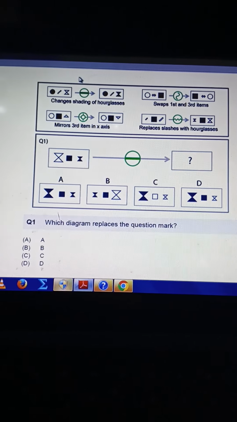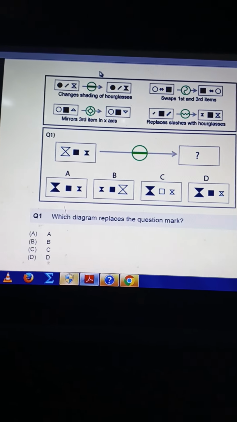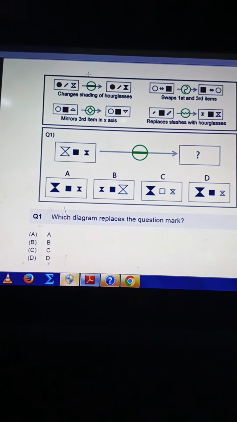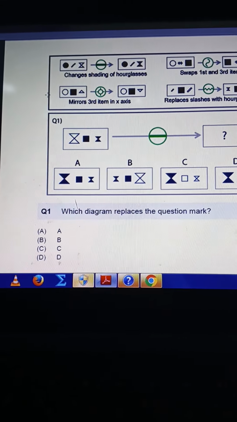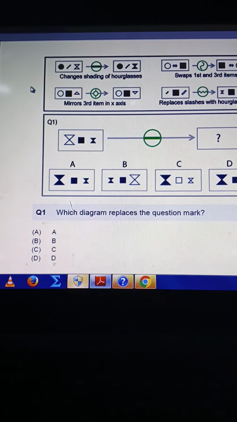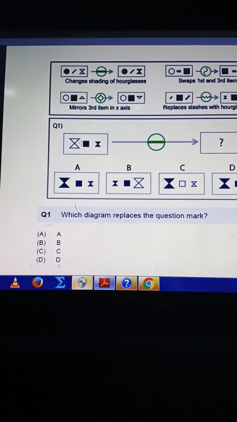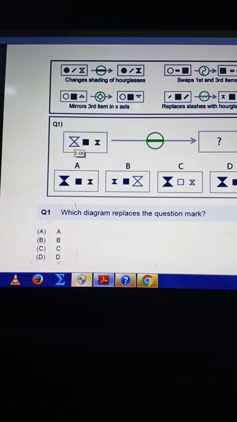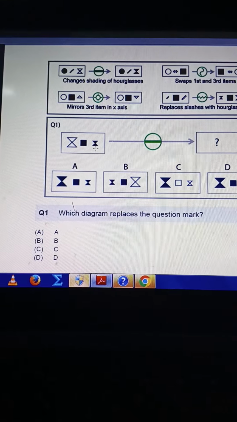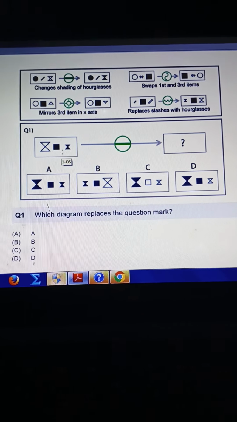So you go to this sample here, you see that the first one is having that circle, so it is the one you are going to study. And when you have this circle, what are you supposed to do? The instructions say that when you are given this circle, you are to change the shading of the hourglasses. The hourglasses, they are talking about this first one here in your question. You see that bigger hourglass and then the smaller hourglass here, so the shadings have to be changed.